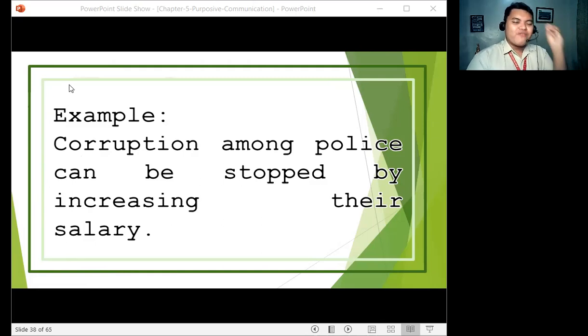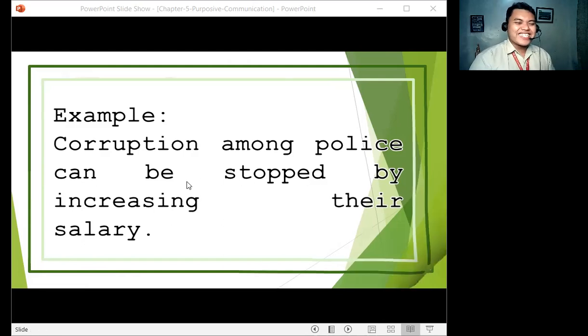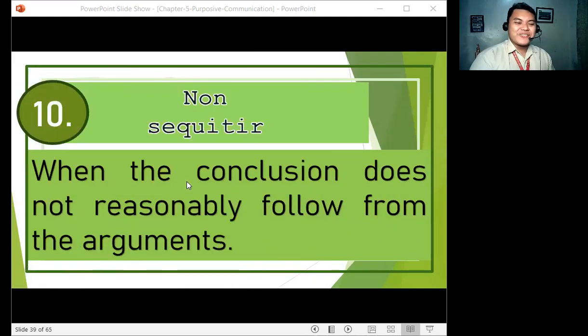Yun yung pagatandaan ninyo. Oversimplification, yung tinatry mong solusyonan ng isang problema, pero yung solution ng problema mo is sobrang exaggerated, na oversimplified na siya, na parang feeling na hindi naman siya talaga kailangan. Okay? Yun yung ibig sabihin ng oversimplification. Okay? Kaya pa. Next is the non-sequitur.